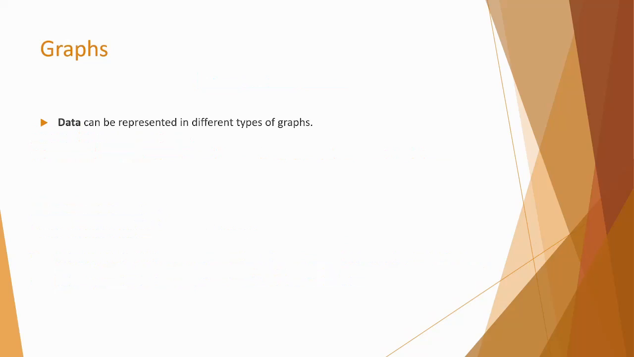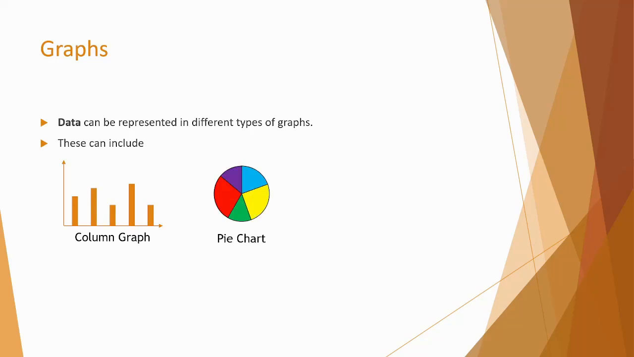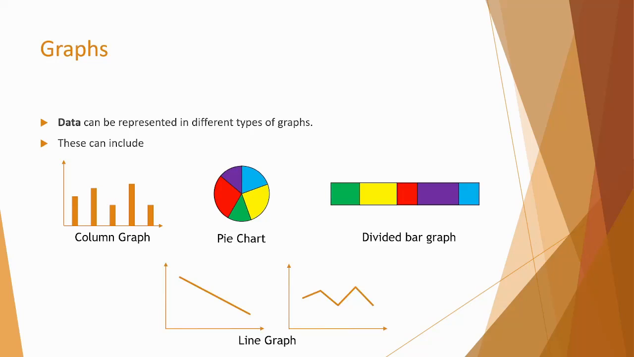So graphs can represent data in various ways. And there are lots of different graphs. Some of these graphs include column graphs, pie charts, divided bar graphs, and line graphs. On the left there we have a linear line graph because it's a straight line, and on the right we have a non-linear graph because it's going up and down. Each of the graphs has an advantage and disadvantage for the data it is showing.